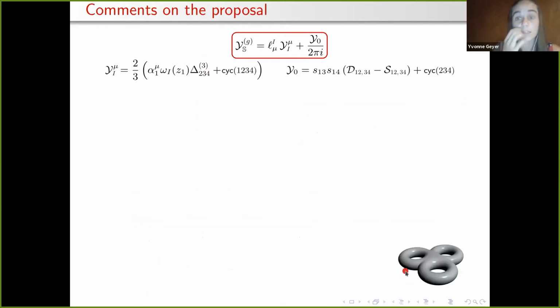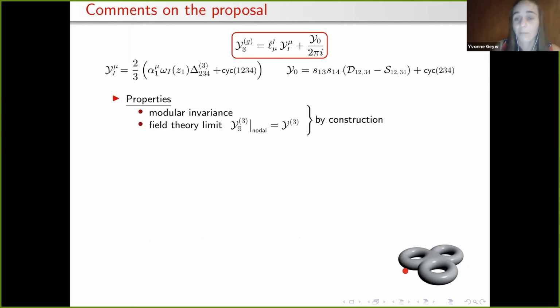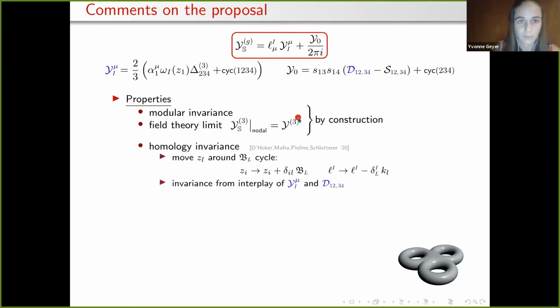Now, since this is a big result, let me maybe have some comments on this. By construction, this is modular invariant, and we've constructed it such that the field theory limit, at least for the nodal sphere, matches what we constructed from BCJ. It also has another important property that it must have. It is homology invariant, which was nicely discussed by Eric D'Hoker and friends in the two-loop case.